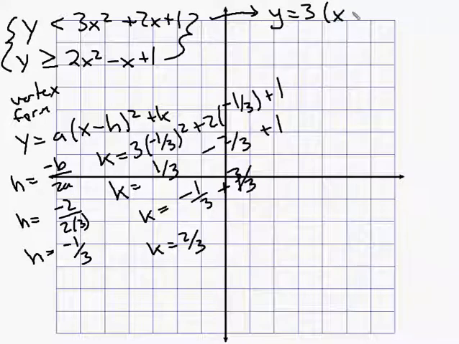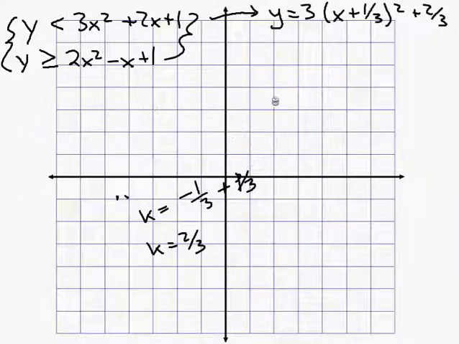So our first equation is y equals, now a is 3 because that's in front, 3 times (x plus 1/3) squared plus 2/3. Alright, I'm going to erase all this. I hope that second one comes out a little bit nicer, but I have a feeling it won't.